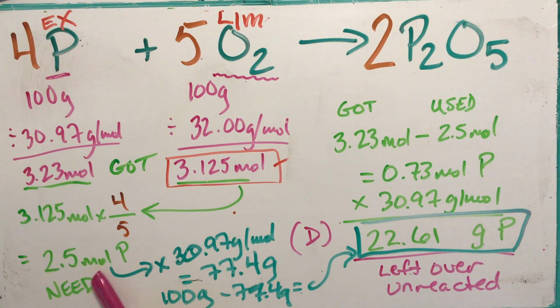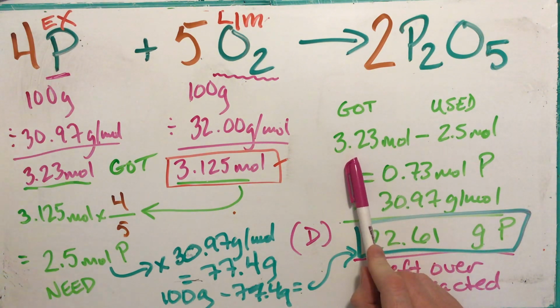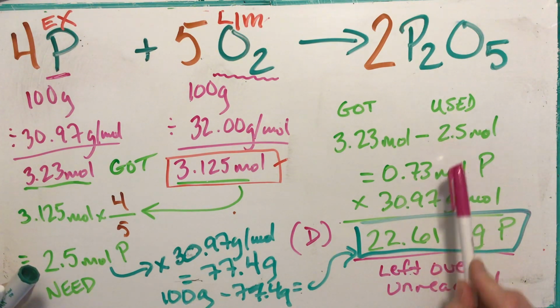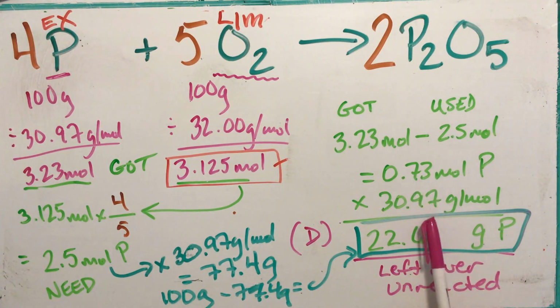So what I did there, the second way, was I said, well, this is how much is going to get used up when all of this is gone. I multiplied it by its molar mass, 30.97. It means I used up 77.4 grams. I started with 100 grams, so I subtract the 77.4. I get 22.6. The other way, the first way I did it, I took the number of moles that I got, subtracted what I needed from it, found out how many moles were unreacted, and then multiplied it by the molar mass and got the same answer. So if you want to do it this way or this way, it'll still get you the same answer.